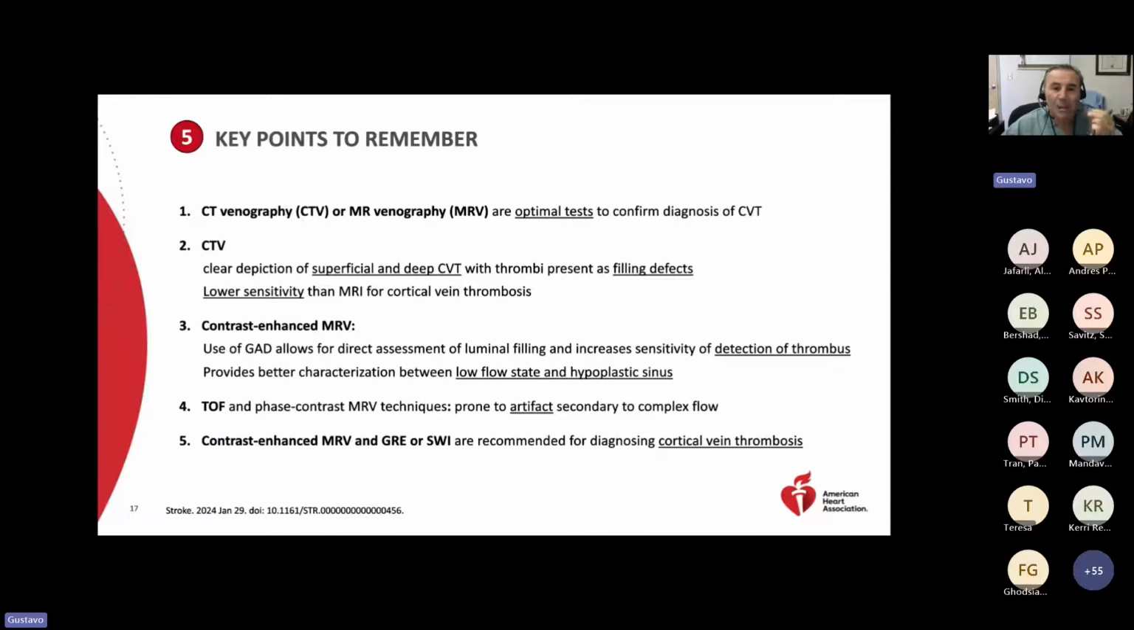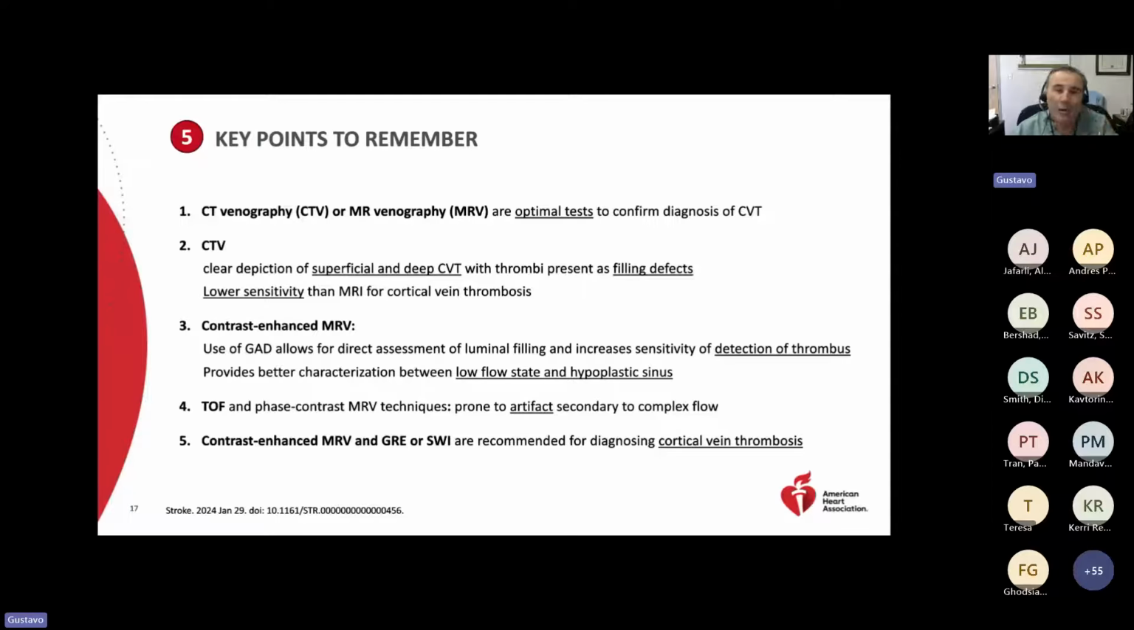So in summary, some points to remember. The CT venogram and the MR venogram are the optimal tests. Again, when you are trying to identify superficial and deep cerebral venous thrombosis, the CTV has a lower sensitivity than the MRI. The contrast enhanced MRV may help in the detection of the thrombus and also provide characterization when you can see a slow flow or hypoplastic sinuses.